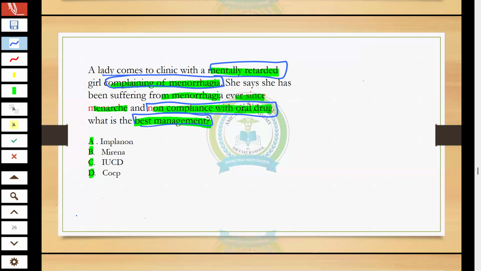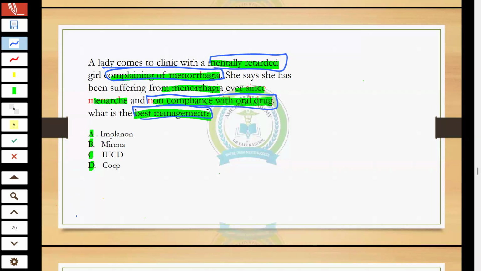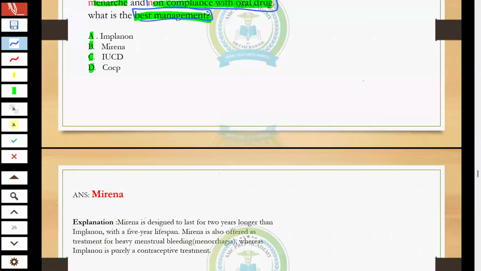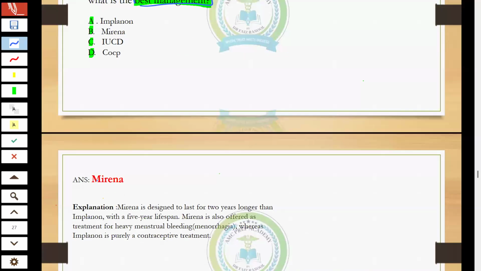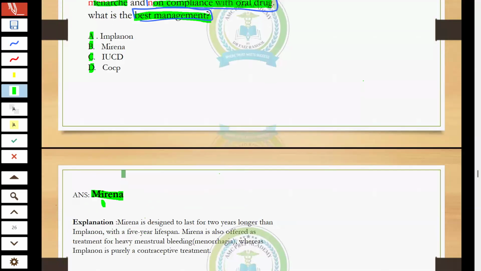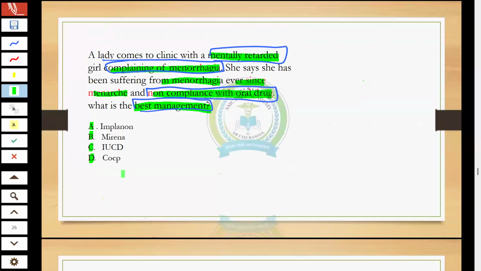I think Dr. Salim and Dr. Jessica are also with B. Okay. Move toward answer. Answer is Marina. Why? Let's see from the question as well. So, for example, if a patient is presenting with menorrhagia, heavy menstrual bleeding, and it asks about the next step, this is management.